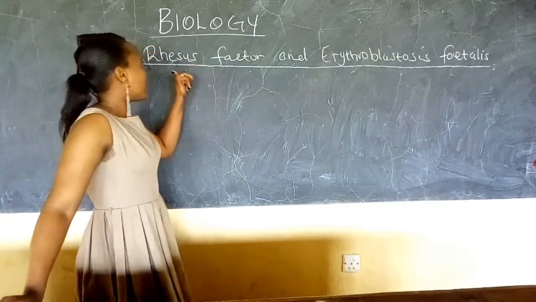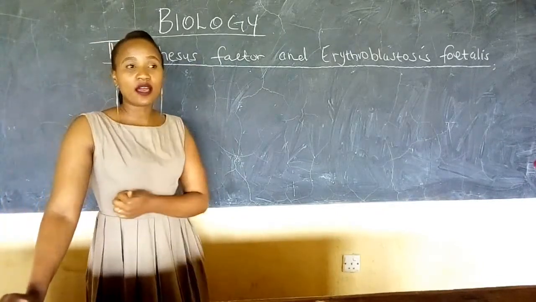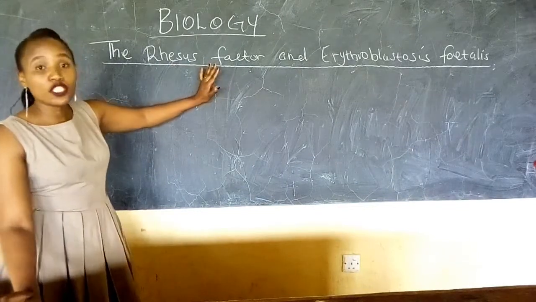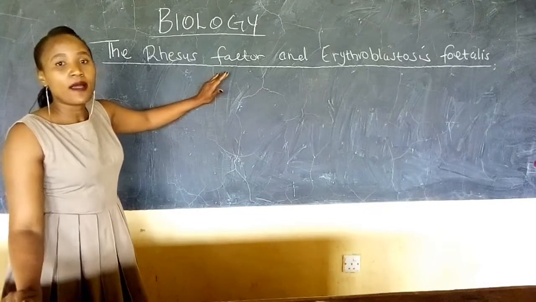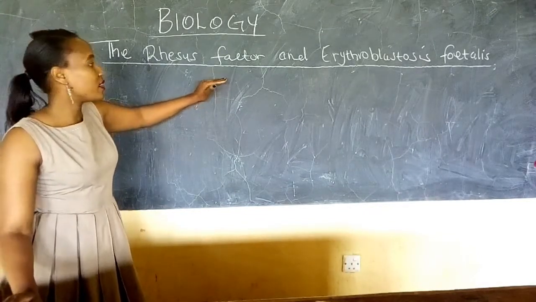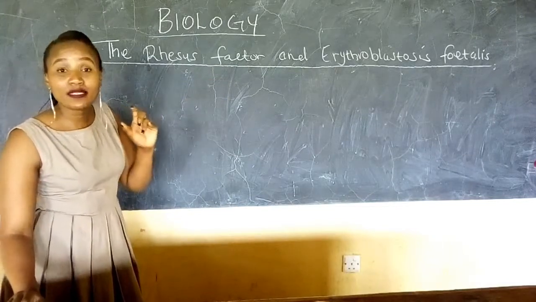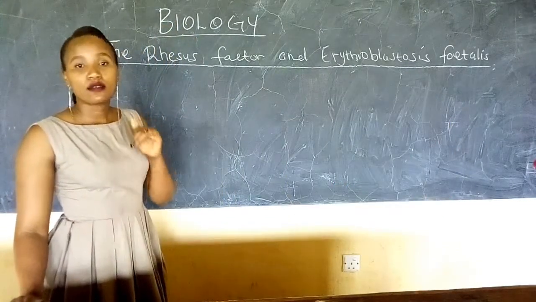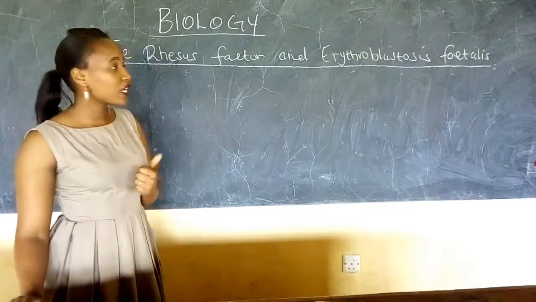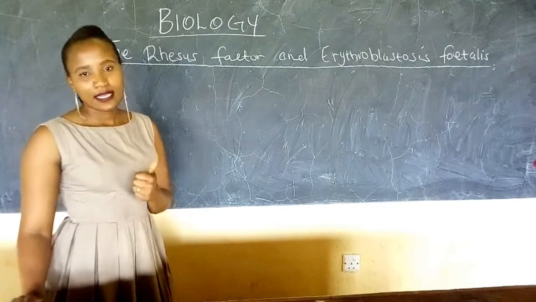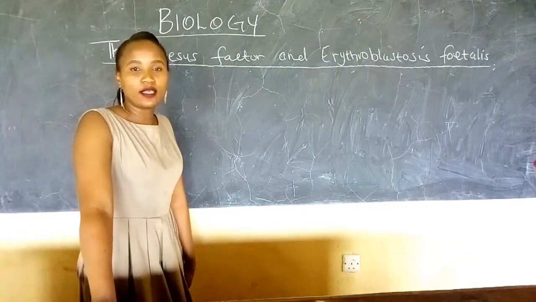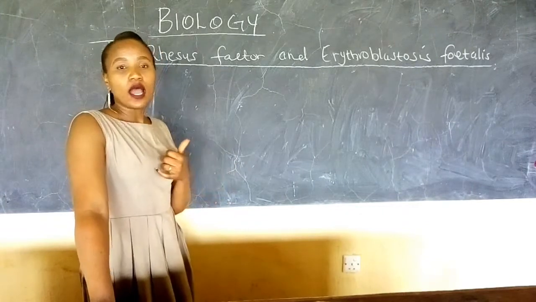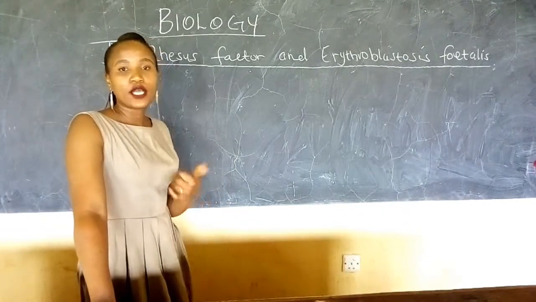This protein is found in the membrane of the red blood cell, just like antigens A and B, but this one is referred to as rhesus factor because it was first discovered in the rhesus monkey. Since then it has been discovered that 85% of human beings have rhesus factor. It is very important to look at this because it affects us directly. One thing you need to note, guys, is that unlike the ABO system, there are no antibodies against the rhesus factor in the blood plasma.